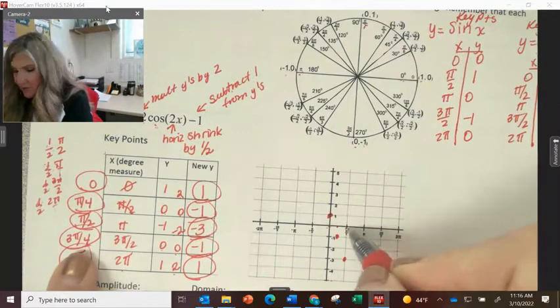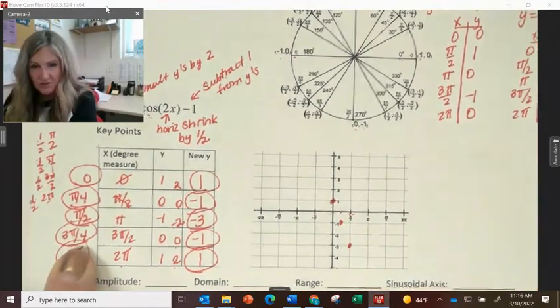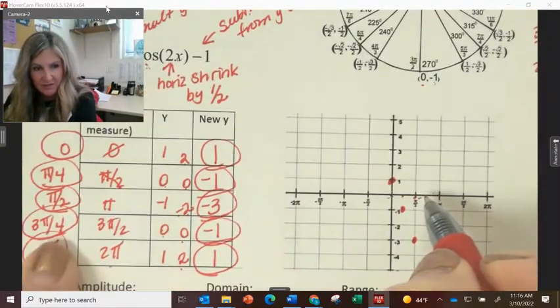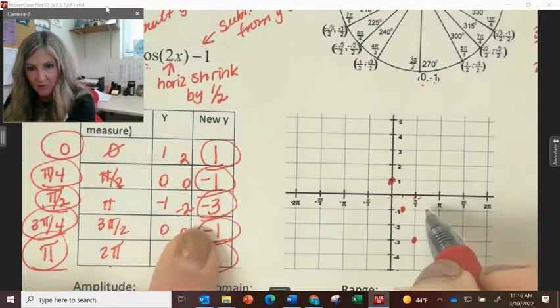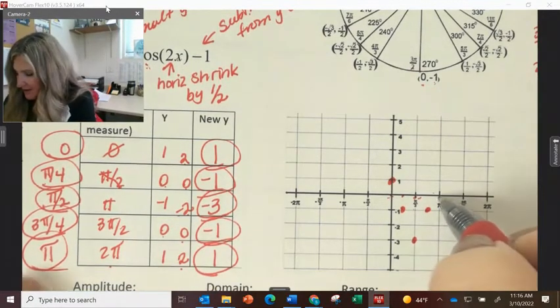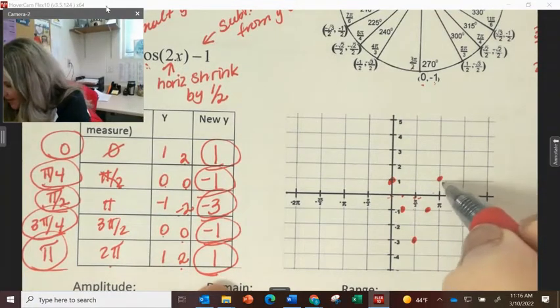3 pi over 4, 3/4 is in between a half and a whole. So to plot 3 pi over 4, that's right here in between these two, and I have to put -1. At pi, right here, I'm going to have to be at 1. And now I just continue that pattern.